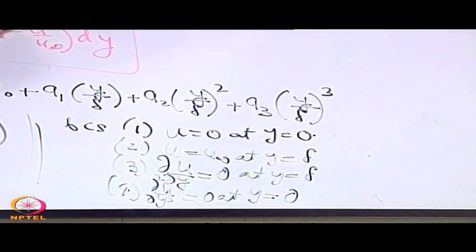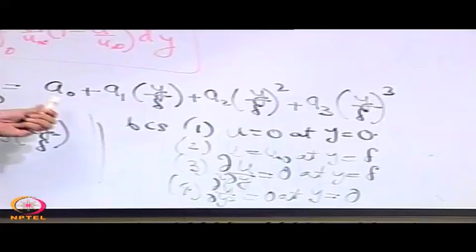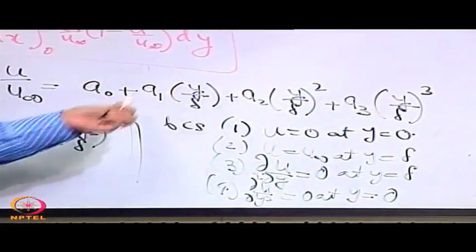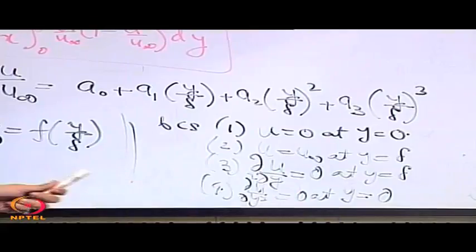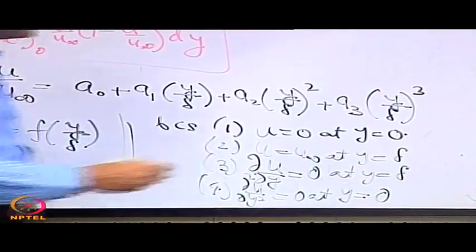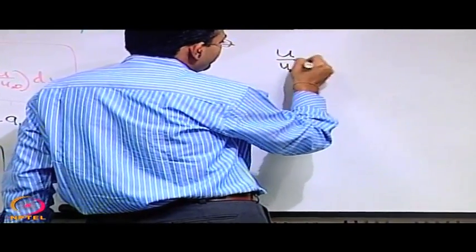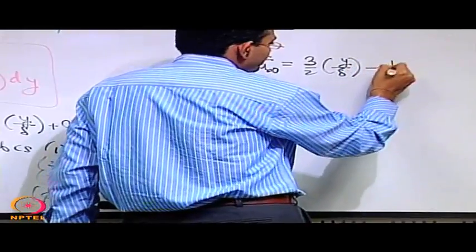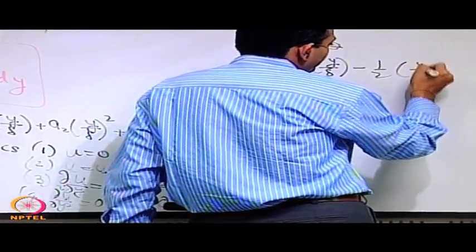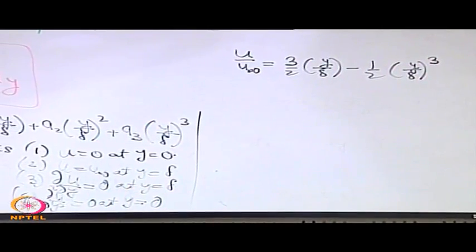So the remaining work is easy: you substitute these 4 conditions, so you will get 4 algebraic equations involving a0, a1, a2 and a3. From that you find out a0, a1, a2, a3. I am not going into the details of the algebra because it is too trivial. So at the end what you will get is u by u infinity is equal to 3 by 2 y by delta minus half y by delta whole cube. The remaining terms will go away.